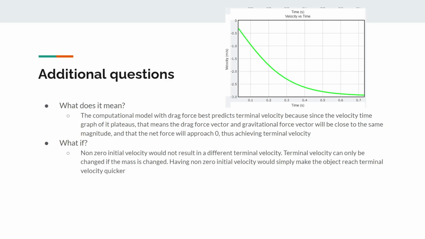Non-zero initial velocity will not result in a different terminal velocity. Terminal velocity can only be changed if the mass is changed. Having non-zero initial velocity will simply make the object reach terminal velocity quicker.